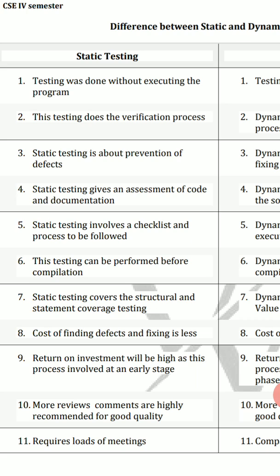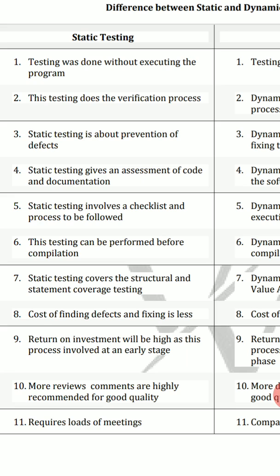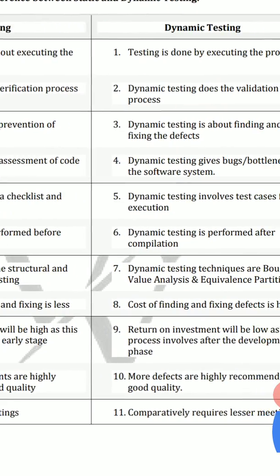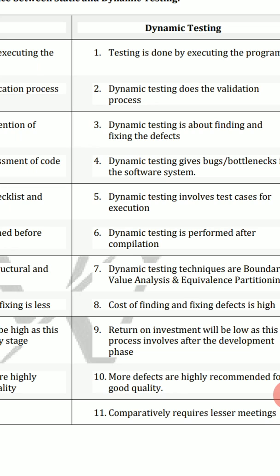Because static testing is applied early in the development life cycle, or during the development life cycle stages, at the time of applying static analysis or static testing, we are trying to prevent our system from the corresponding defects. Then dynamic testing is about finding and fixing the defects.